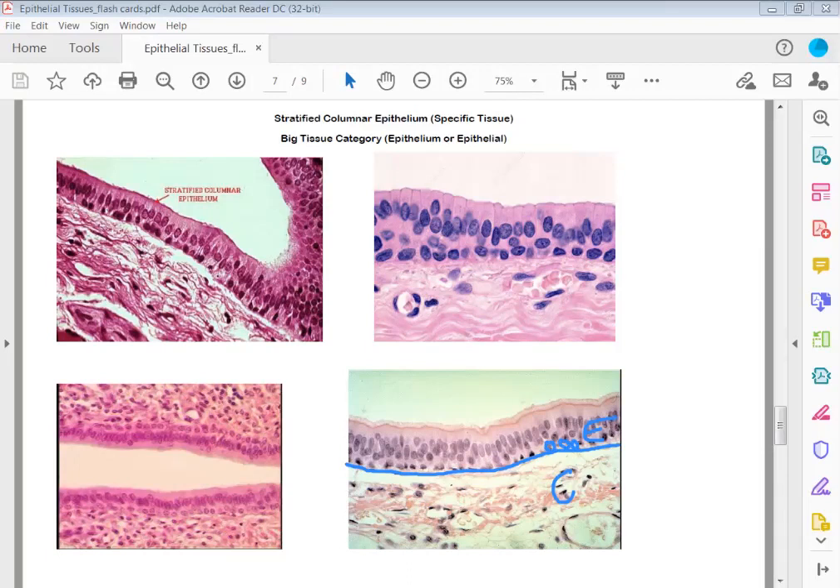And the cells that lie right on top of the basement membrane are called your stem cells or your basal cells. So on a practical, if I ask you what the specific tissue name is, you would tell me stratified columnar epithelium, and the big tissue category would be epithelium or epithelial. You can use them interchangeably. If I ask you to identify this structure, it is the basement membrane. If I ask you to identify this cell, that cell is the stem cell, or you can name it a basal cell. You can use those interchangeably, stem cell or basal cell.